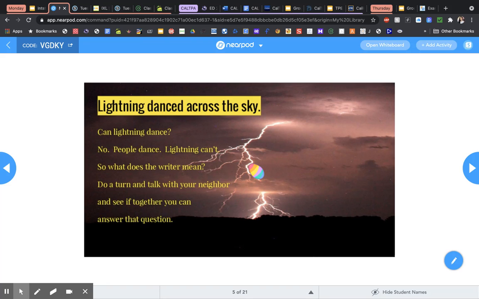Okay, so now that you've thought about it, lightning danced across the sky. Why would the writer say that? Why can't they just say the lightning struck the sky or something, right? Well, I think he's saying that because look at how spread out that lightning is. It looks like it's actually going side to side and moving like a person would. It actually looks like it's doing some ballet to me. So what the writer is trying to tell you is that if you were to watch lightning in real life, it actually moves from side to side, it doesn't just stay in one place.